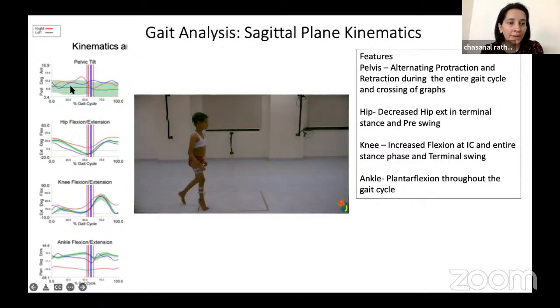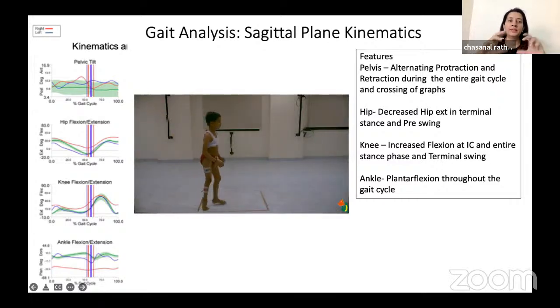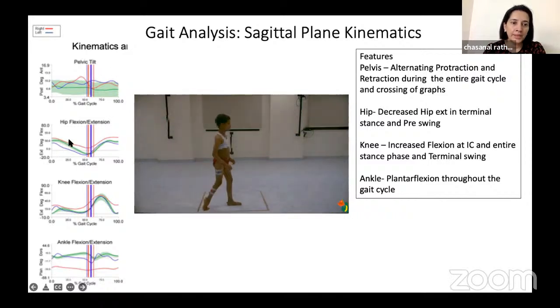So they are still away from the normal. You see, there's an alternate protraction and retraction happening there. So alternately, there is a protraction. So this is the stance phase. This is the swing phase. And what is happening at the hip and knee?